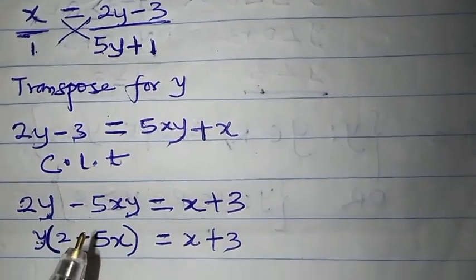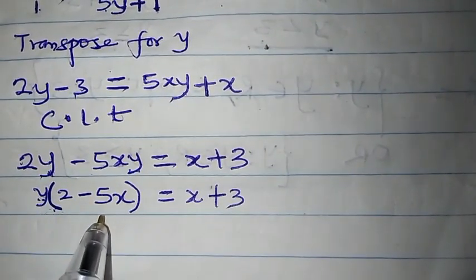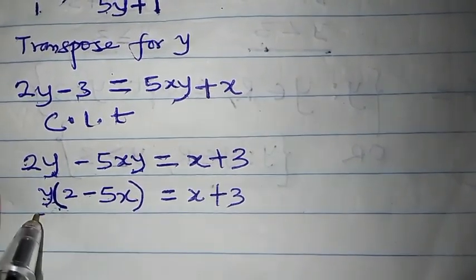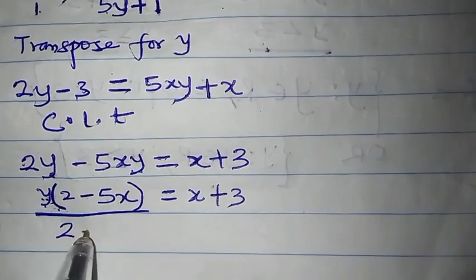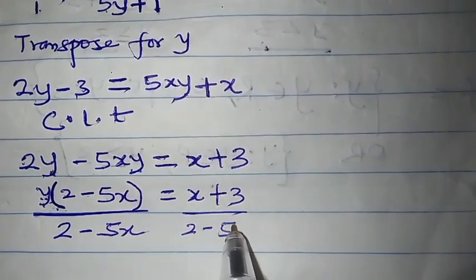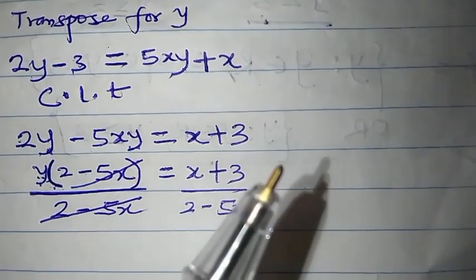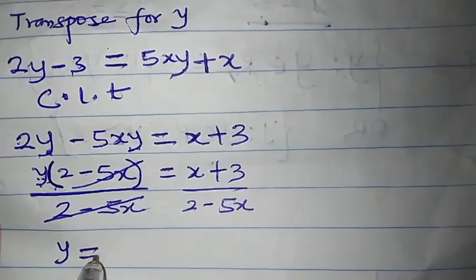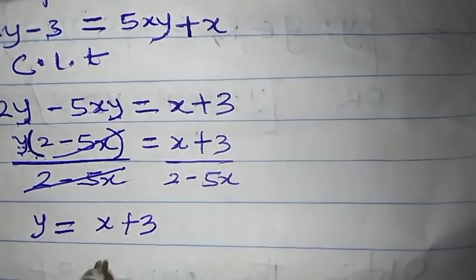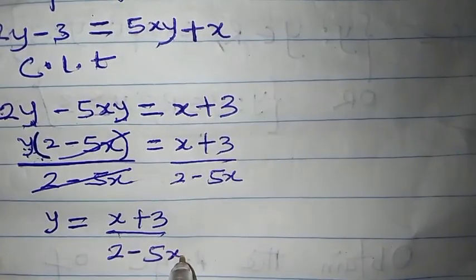We are looking for y, so we have to remove what is attached to the y. This is 2 minus 5x times y. To remove it, we'll divide both sides by 2 minus 5x. 2 minus 5x will cancel 2 minus 5x. So y is left, which is equal to what? x plus 3 all over 2 minus 5x.